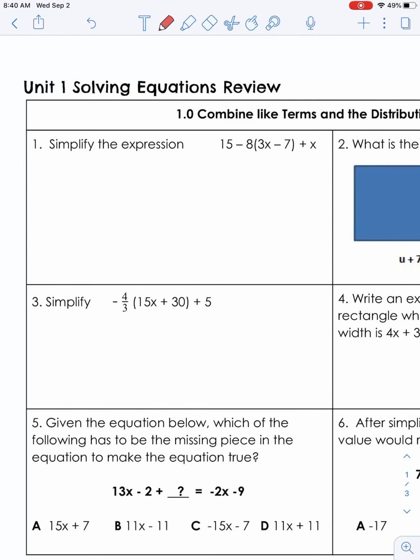Unit 1 Solving Equations Review. Section 1 is combined like terms and the distributive property. Here's number 1. It says to simplify this expression.